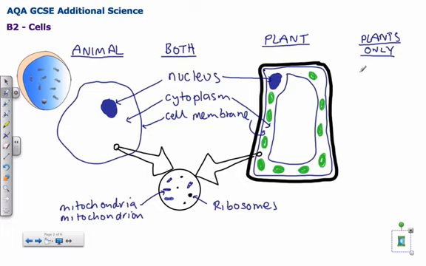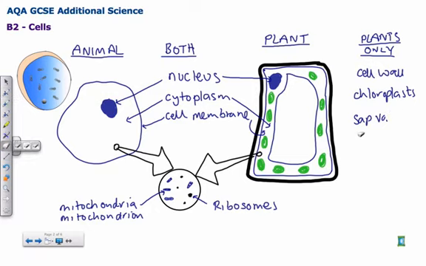We have the cell wall, we have chloroplasts, and we have the sap vacuole. The cell wall here is the outside thick, rigid structure. The chloroplasts are these little green structures, and the sap vacuole is this large structure inside the cell, which actually looks like a bag inside the cell in reality.